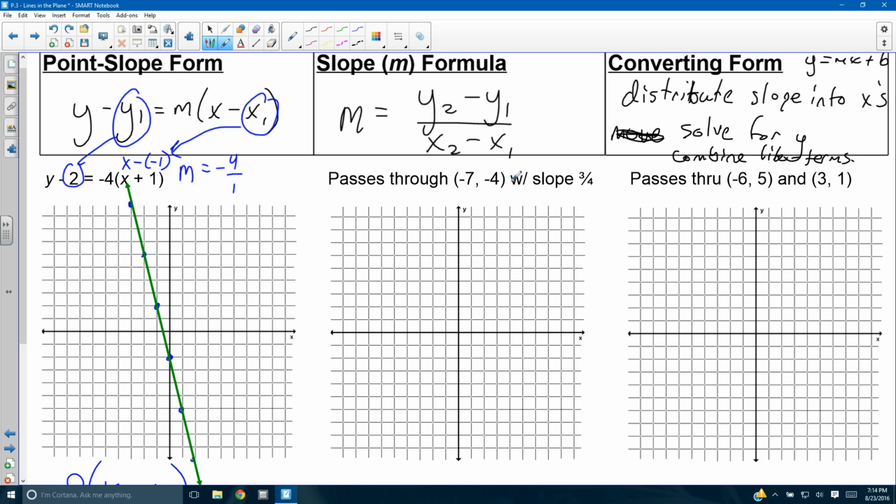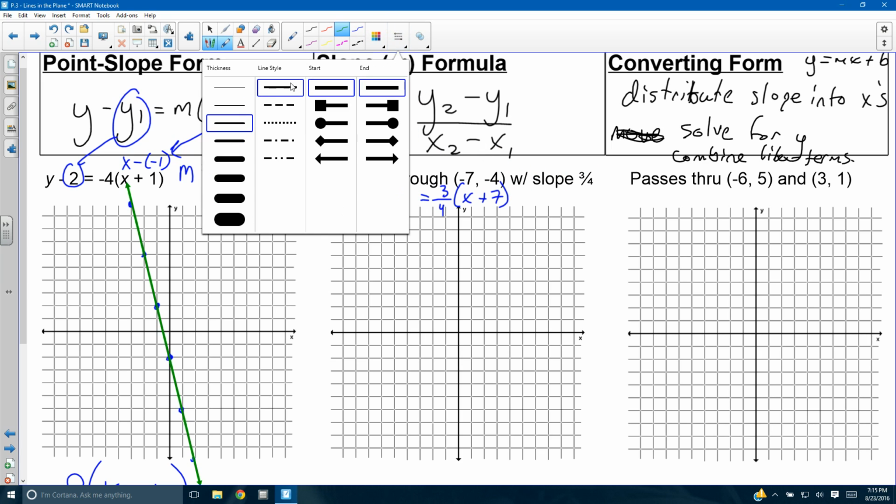Okay, passes through negative 7, negative 4 with a slope of 3/4. This time we have all the information we need. If you did want to write this in point-slope form, this would be y plus 4, right? Y minus negative 4 equals m times x minus negative 7. That's x plus 7. So here's what it would look like in point-slope form. This is the information you get out of it.